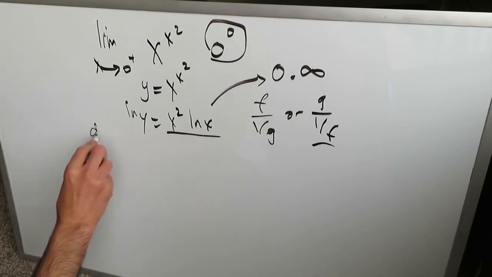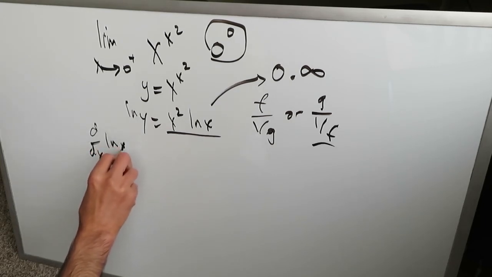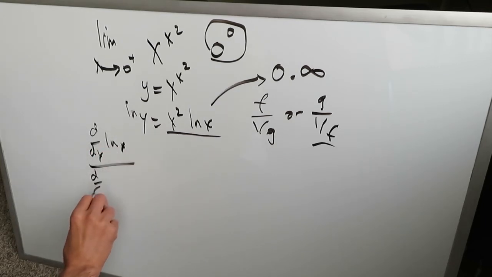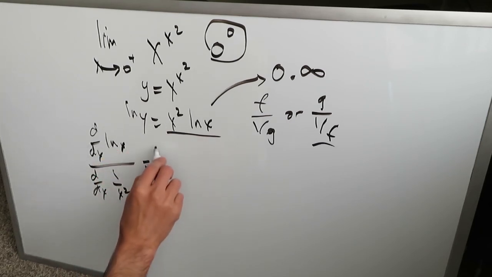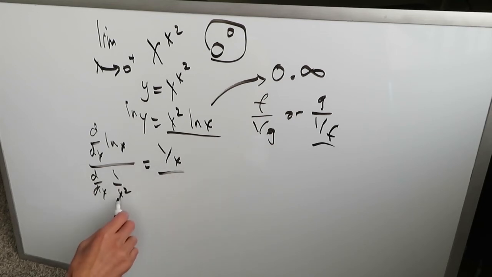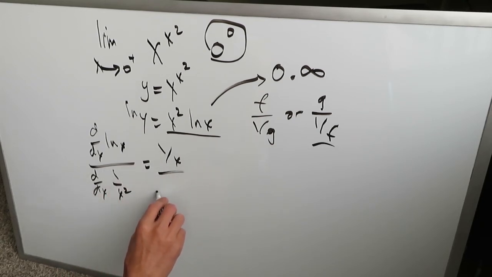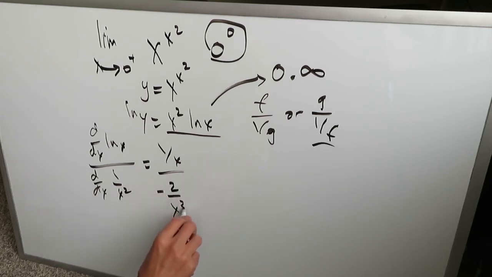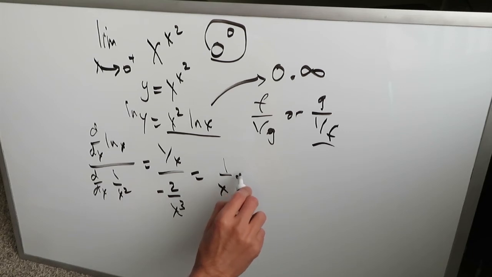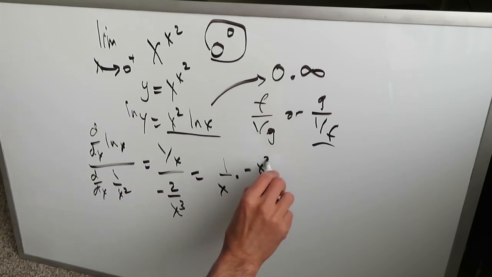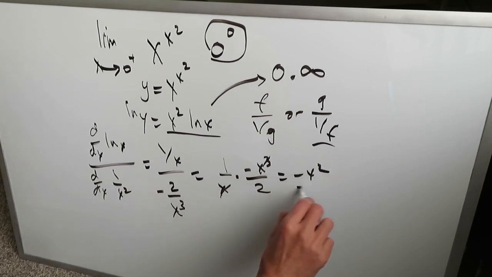So we have the derivative of the natural log x in the numerator, and then we'll do the derivative of 1 over x squared. The derivative of natural log x is 1 over x. The derivative of x to the power of minus 2 will be minus 2 over x cubed. That's what it'll play out to. And then you can flip everything around, times minus x cubed over 2. You basically get minus x squared over 2.